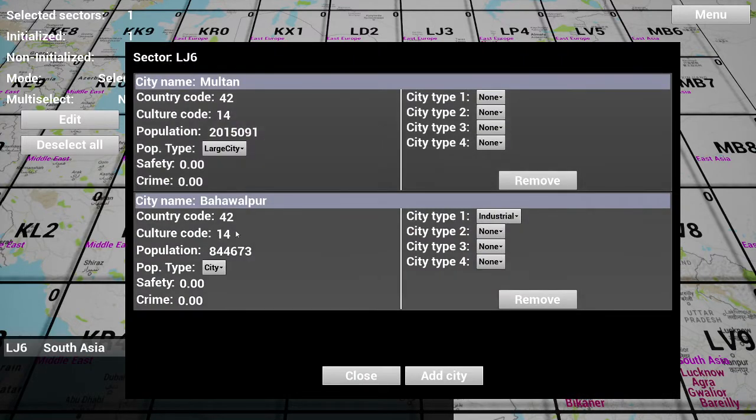So these are the stats for each city. We have the country code, which shows what country it belongs to. The culture code, which shows the culture of the country. We also have city types. We have four different. I actually skipped over all of this. We have the population, of course. We have the population type, based on the population. The population type tells you what type of city it is. The safety and crime. I don't know why we don't have those for those two cities, but we have safety and crime.